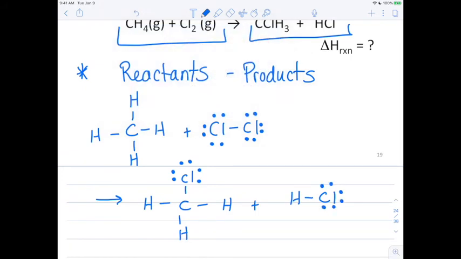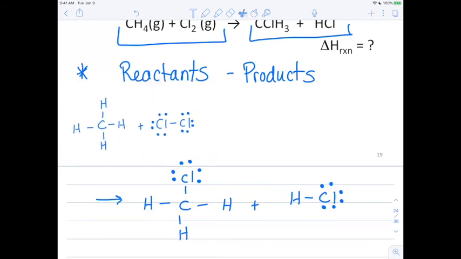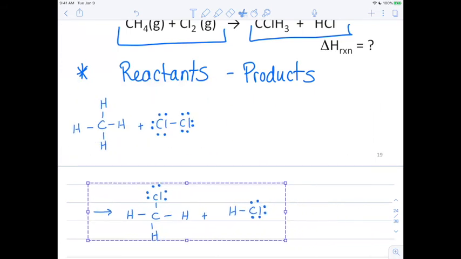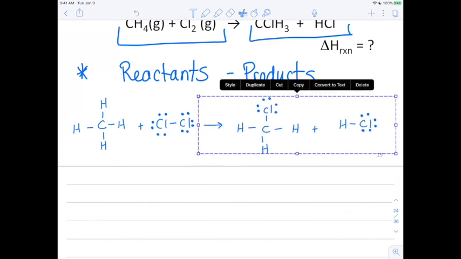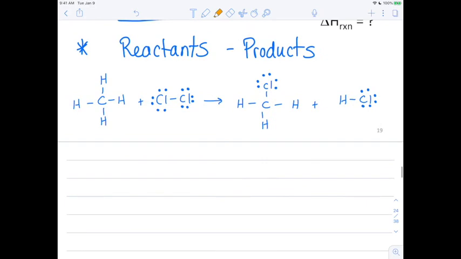Okay, so I know I went kind of fast with doing the Lewis structures there, but any questions on what I just did? Okay, I'm going to shrink these down just a little bit so they all fit together. There we go. All right. So any questions so far about what we've done?